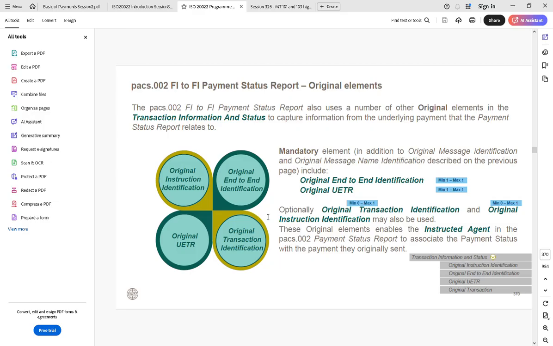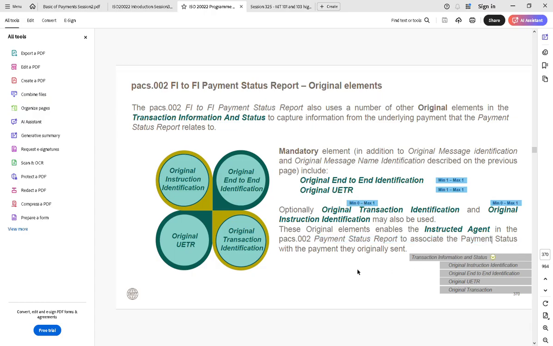Can you check it here? Transaction information and status. Under this, these are there: your original payment, UETR is also here. Can you see it? Original UETR, original transaction information, transaction status. These are there of the original version. So what is written here? PACS.002 FI to FI customer report also has a number of original elements, from the PACS.008 or PACS.009 message, to capture the underlying mandatory original identity messages. So these are original message elements for a status payment. We are using the same message.